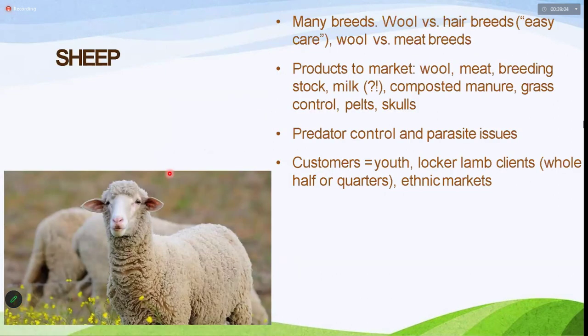Sheep are the next large group in livestock management. Basically, we rear them for wool. Other than wool, there is meat, breeding stock, and milk, sheep milk.